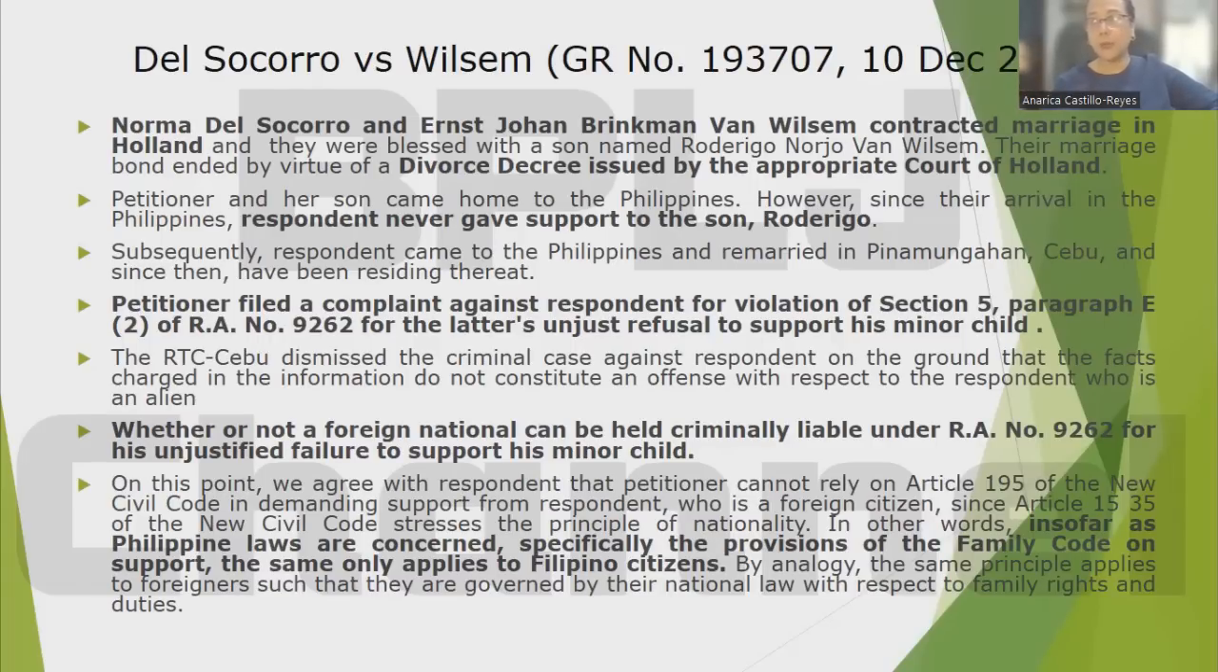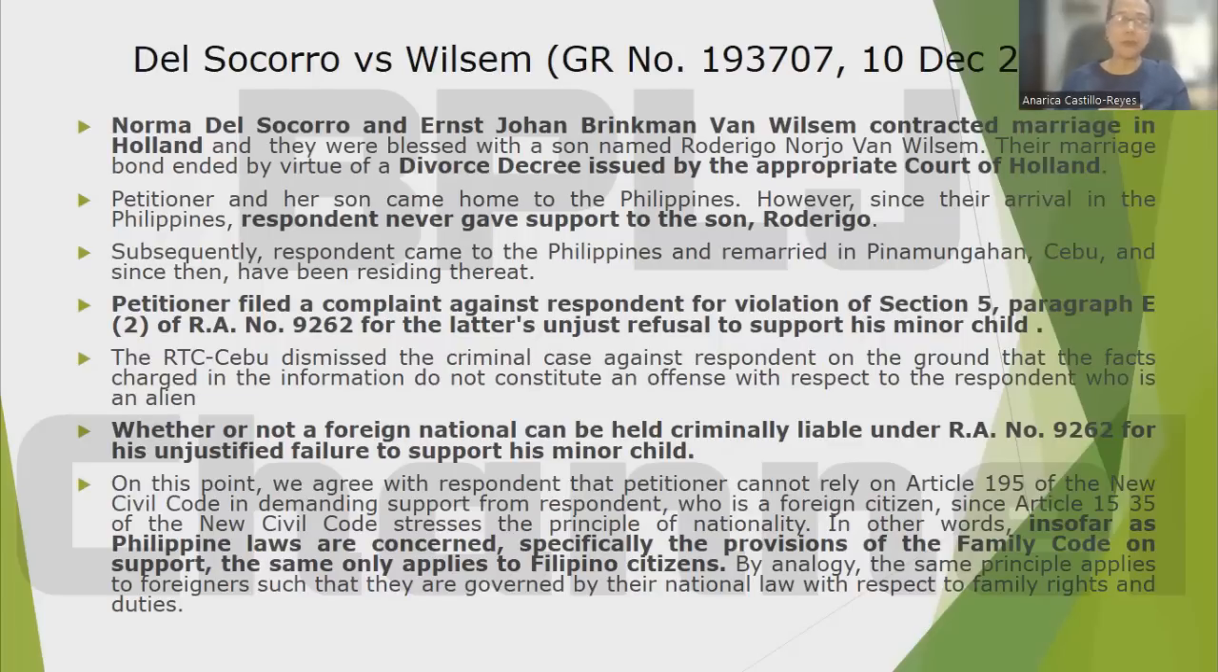So no matter what state you are in, you are still followed by your national law. So that is the nationality principle. Remember, the territoriality and generality principles are effective insofar as penal laws are concerned. What is important is the place where the offense was committed, regardless of the nationality. On the other hand, with respect to the nationality principle, with respect to the laws relating to family rights and duties, status, condition, and legal capacity of persons, regardless of what country you are in, your national laws follow.